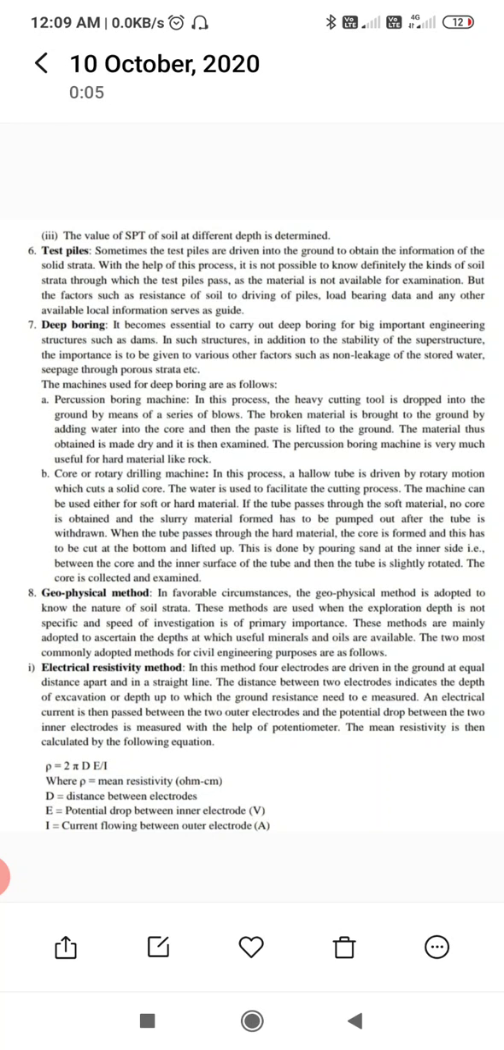The mean resistivity is then calculated by the following equation. P equals 2 pi d E divided by I, where P is the mean resistivity in ohms per centimeter, D is the distance between the electrodes, E is the potential drop between the inner electrodes in volts, and I is the current flowing between the outer electrodes in amperes.